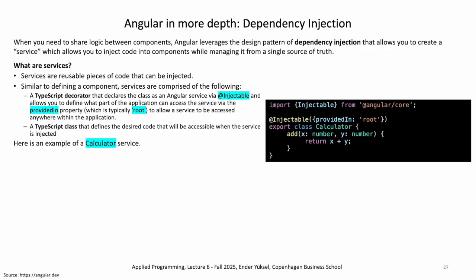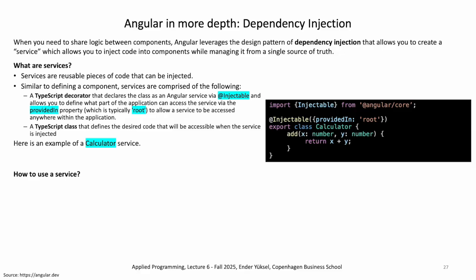Then we have the service class. This is a regular TypeScript class with methods. In this case, it has an add method that takes two numbers and returns their sum. It can contain any logic, state, or functionality you want to reuse.